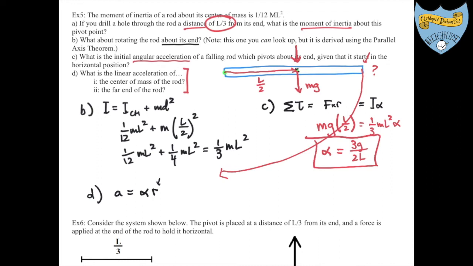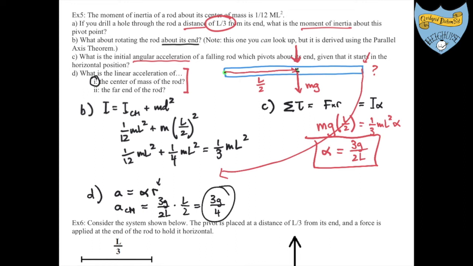What's the distance from the pivot? Well, it depends which point on the rod you're asking about. For part 1, they're asking about the center of mass of the rod. So the acceleration of the center of mass can be found by doing alpha times, well, the center of mass is L over 2 away from the pivot. Factor of L cancels, and we have 3g over 4.